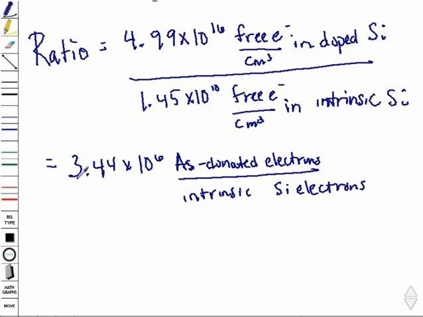And because there are over 3 million, or 3.44 times 10 to the 6th, arsenic-donated electrons per every intrinsic electron, conduction is mainly by the arsenic-donated electrons.